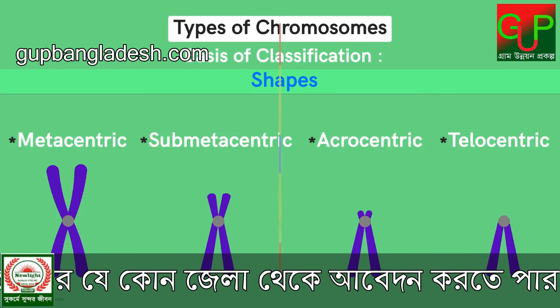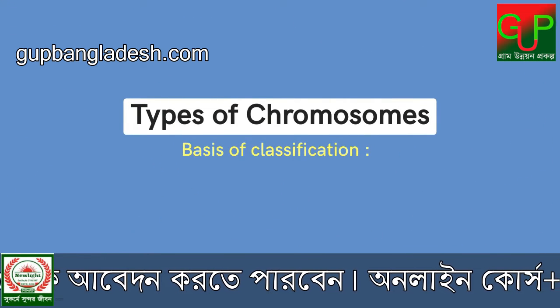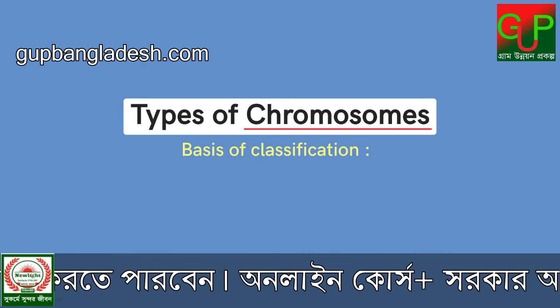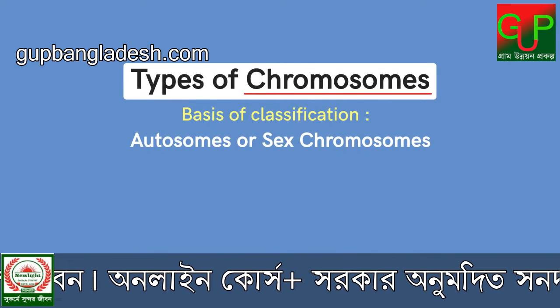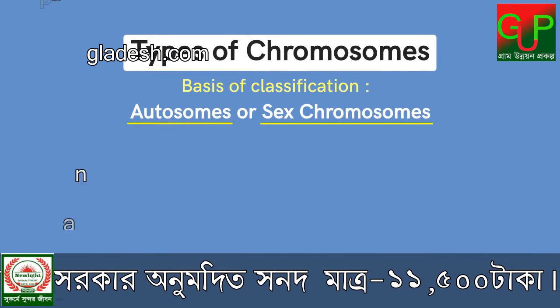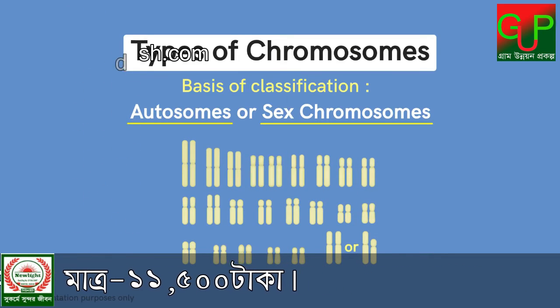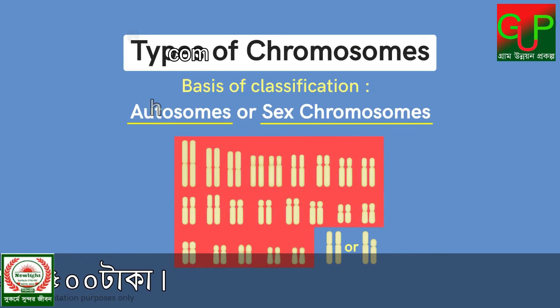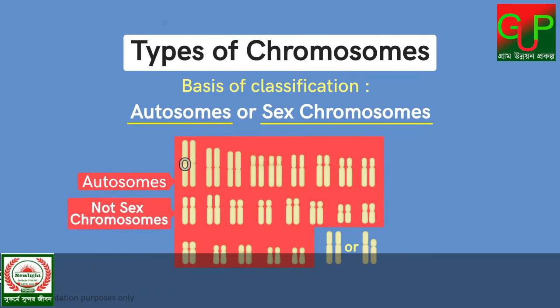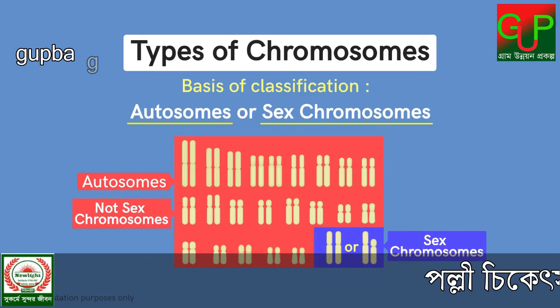Now let's have a look at the other type of classification. This is a much simpler type of classification. Here, the chromosomes are classified whether they are autosomes or sex chromosomes. Now what could these be? This is a representative image of a typical human karyotype. The chromosomes that pair from 1 to 22nd are called autosomes. That is, they are not the sex chromosomes. To be precise, they have got no function to deal with the sex of the individual. The last pair, however, determines the sex of the person.